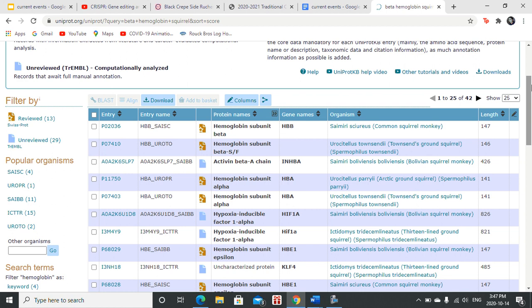It says that it is the beta hemoglobin, beta unit. It is the common squirrel, and 147. So this one is one longer. So again, what am I going to do? This is the format. This is what you do for all of your different species.